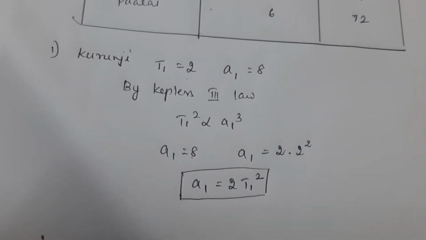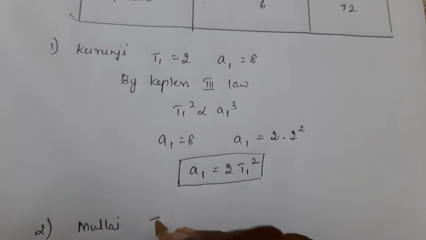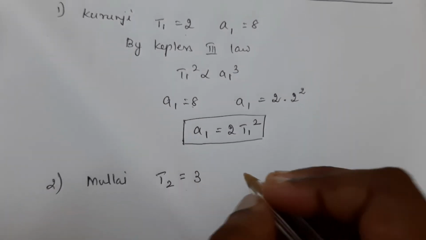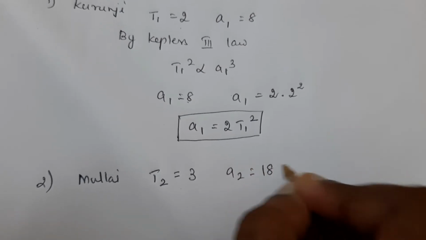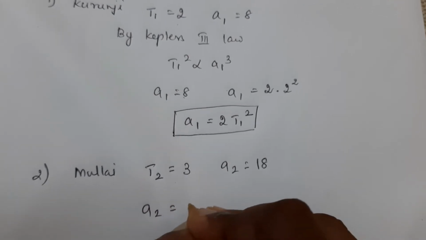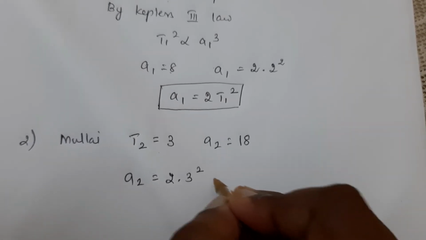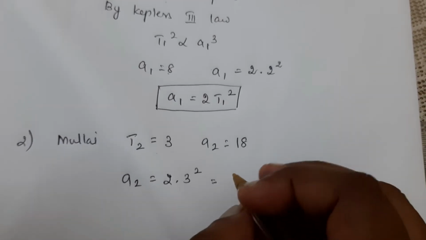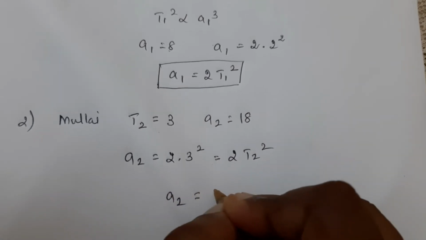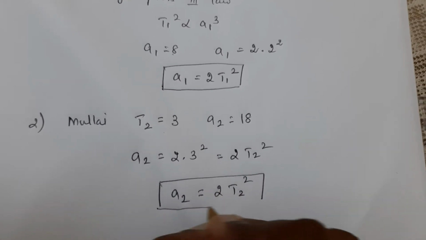Now we'll go for the second planet, that is Mullai. Here I can take the time period as T2. T2 is equal to 3 and A2 is equal to 18. Okay. So A2 is equal to 2 times 3 square. So 2 times 3 square is nothing but 18. So this can be written as 2 times T2 square. So A2 is equal to 2 times T2 square. So I have got the relationship for Mullai.